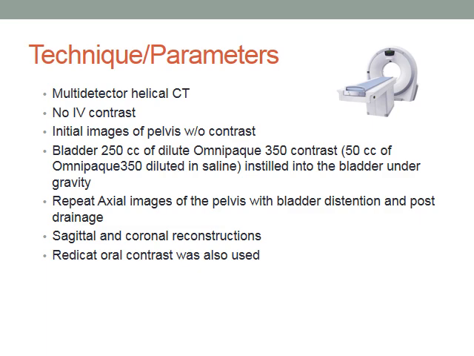Then the bladder is filled with 250 cc of dilute Omnipaque 350, instilled into the bladder under gravity control. Repeat axial images of the pelvis are taken, this time at maximum distension of the bladder, and also post drainage of the bladder.